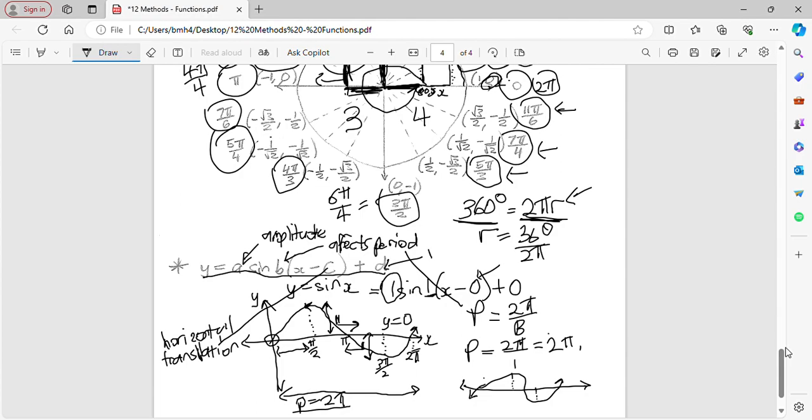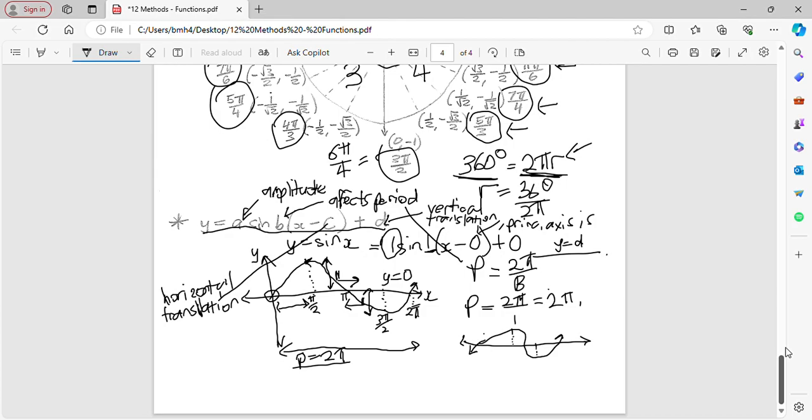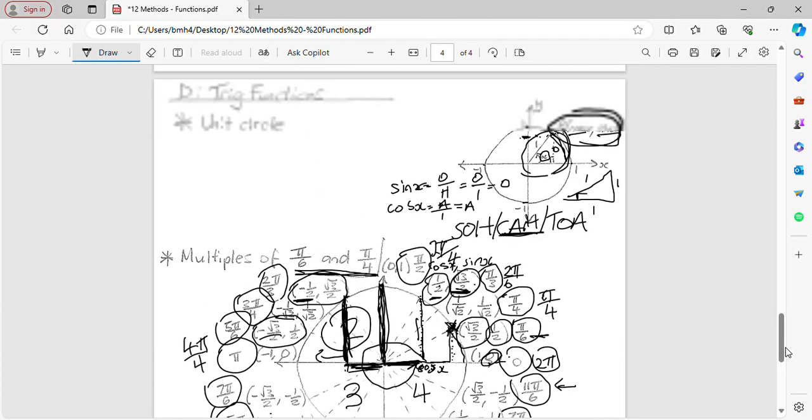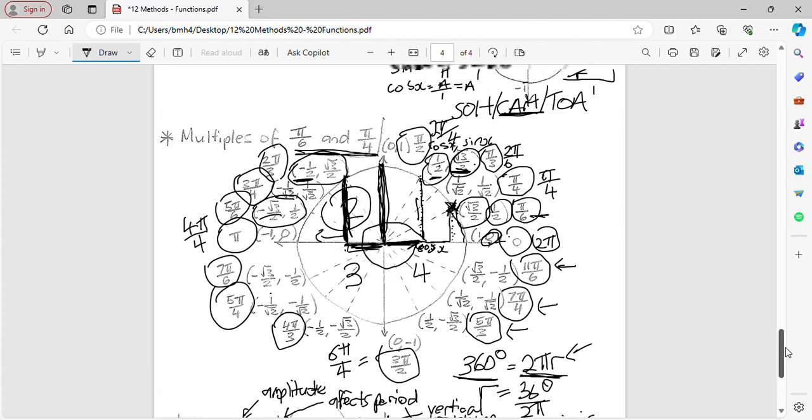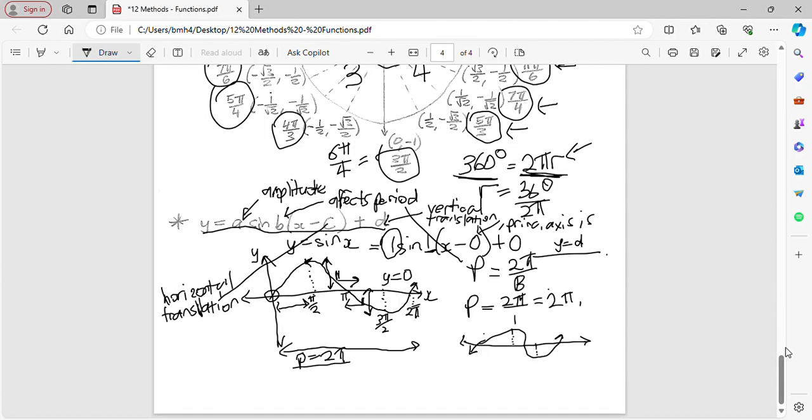So we can say for this that it is the vertical translation, and that the principal axis is y equals d. So that's for your sine graphs, and then your cosine graphs, they work in the same way, except they're picking up all of these cosine values of the unit circle. So the graph will look a bit different.